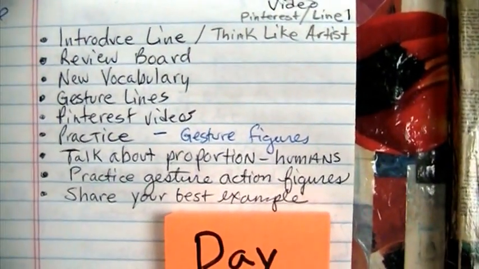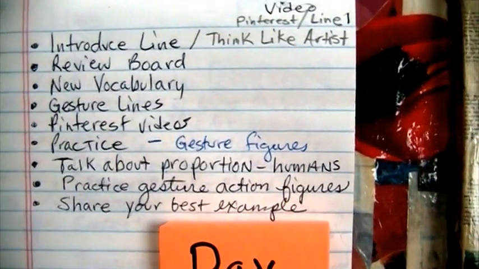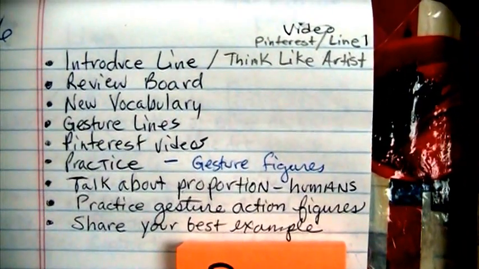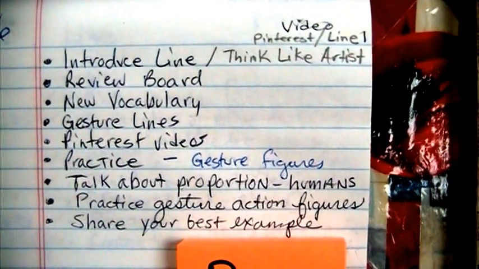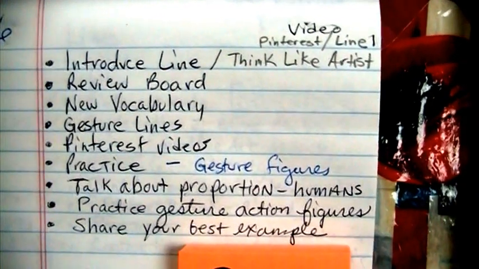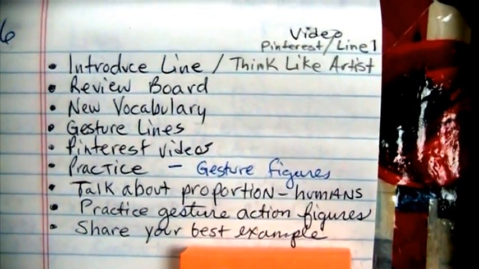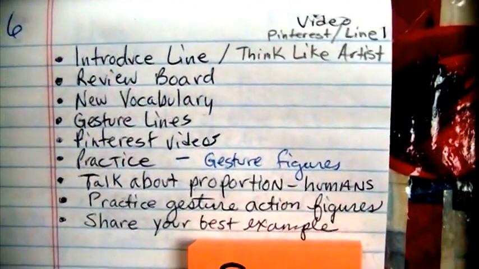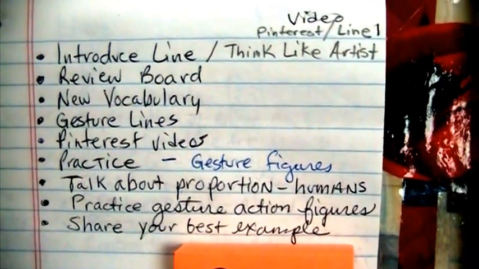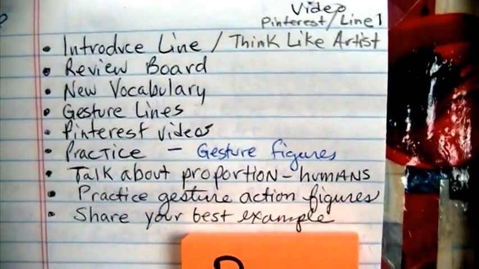All right, we looked at several Pinterest videos on the Unit 1 line, and we practiced gesture figures. I'm going to show you some examples. We talked about human proportion. I'd like for you to look that up since you missed the discussion. What human proportion is, basic human proportion. We practiced more gesture action figures, and then we shared our best examples.